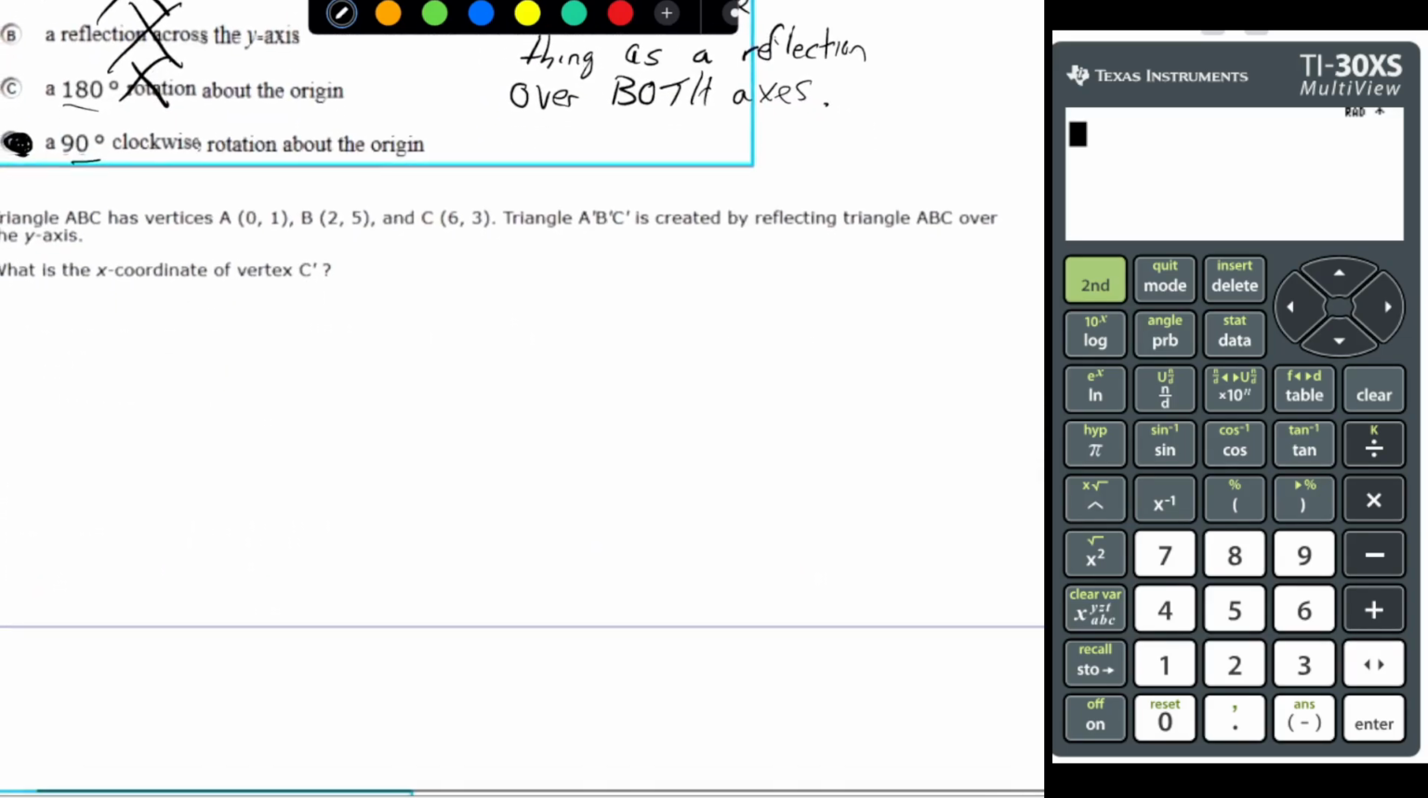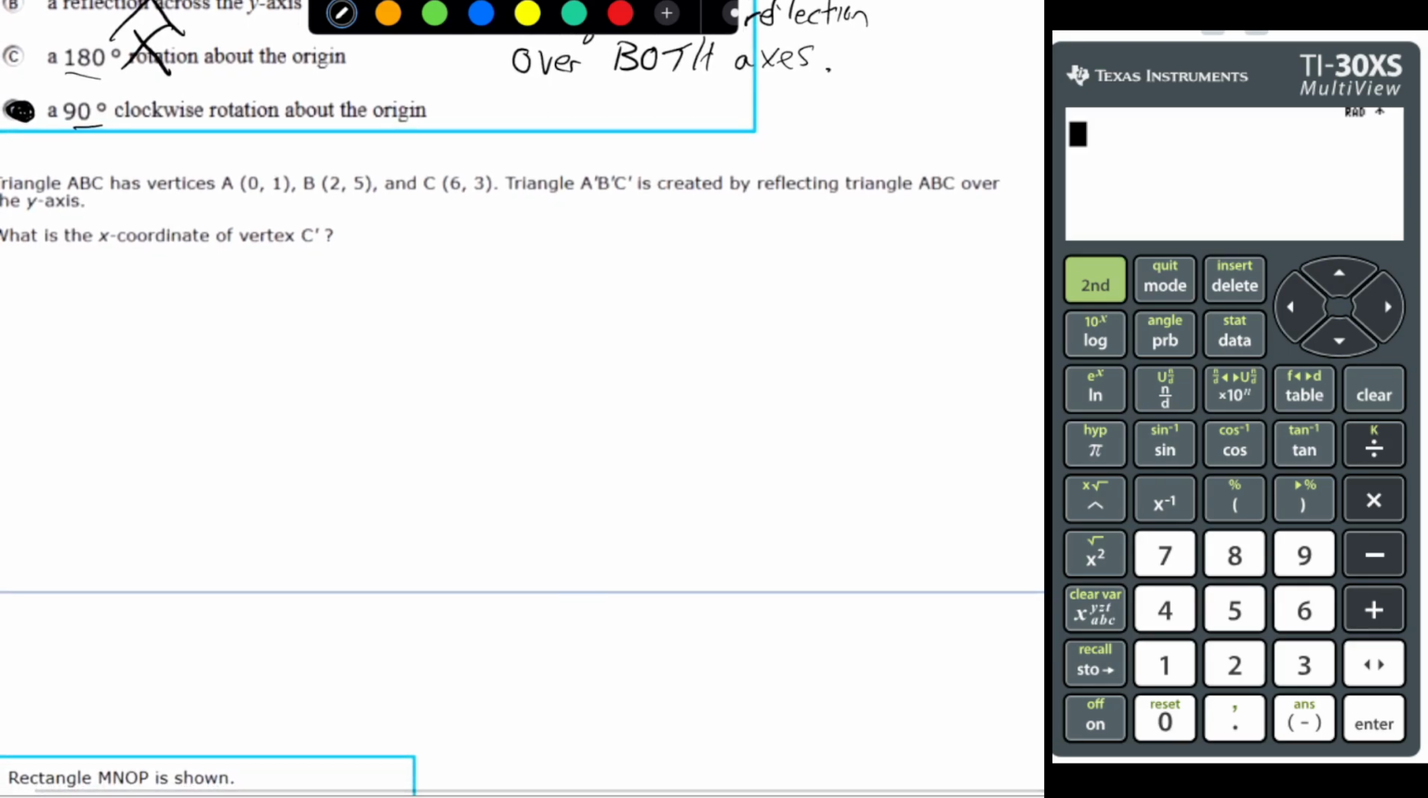Triangle ABC has vertices (0, 1), (2, 5), and (6, 3). Triangle A prime, B prime, C prime is created by reflecting triangle ABC over the y-axis. What is the x-coordinate of vertex C? So, we're working with point C.